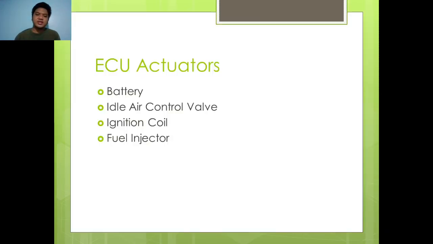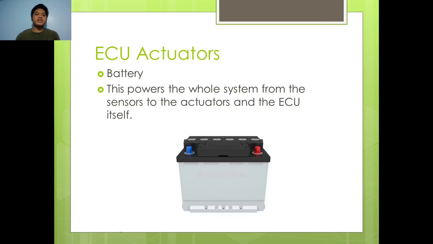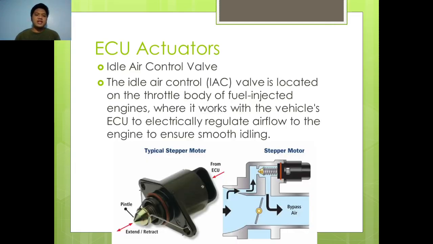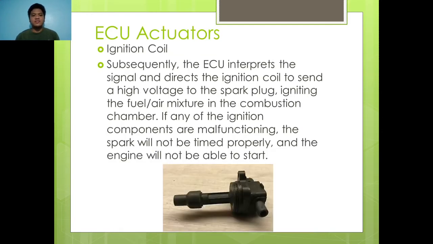ECU actuators. ECU actuators are the battery, idle air control valve, ignition coil, and fuel injector. Battery. This powers the whole system from the sensors to the actuators and the ECU itself. Idle air control valve. The idle air control valve, IAC for short, is located on the throttle body of fuel-injected engines, where it works with the vehicle's ECU to electrically regulate airflow to the engine to ensure smooth idling.